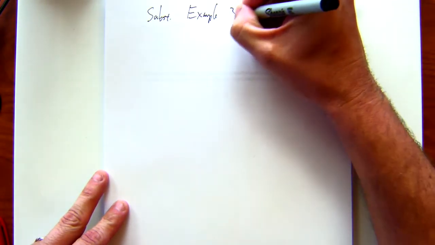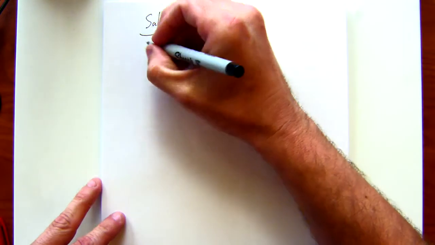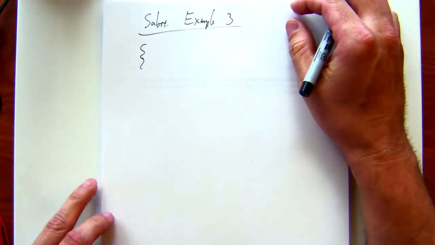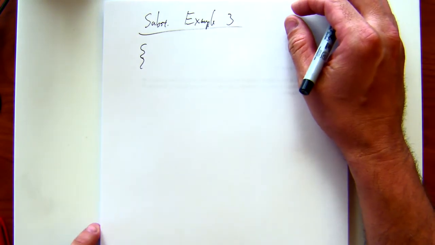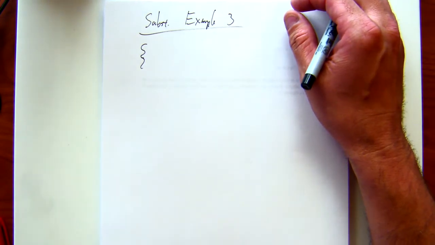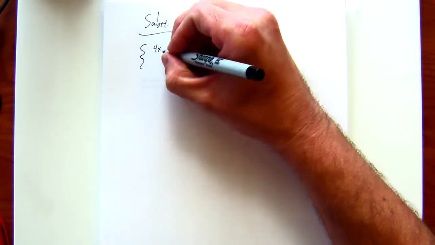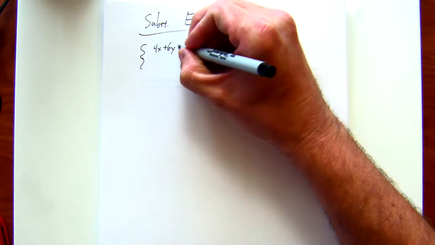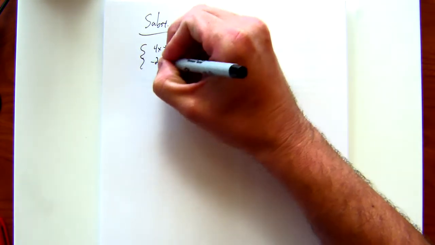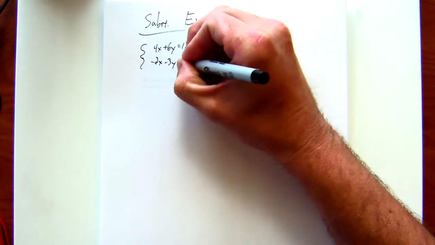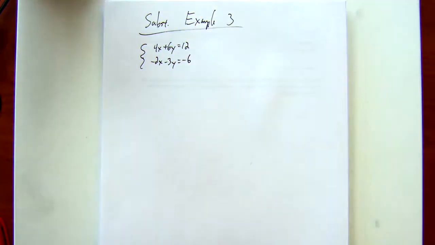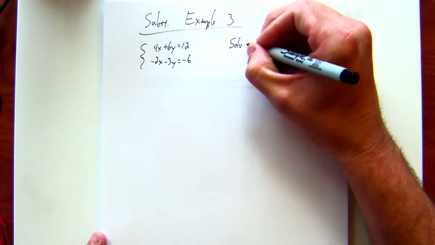Let's do one more. Substitution example 3. You should try this one on your own, or at least get started on it, and I'll walk around and see where you're at. But here's the system: 4x plus 6y is equal to 12, and negative 2x minus 3y is equal to negative 6. So try to solve this.